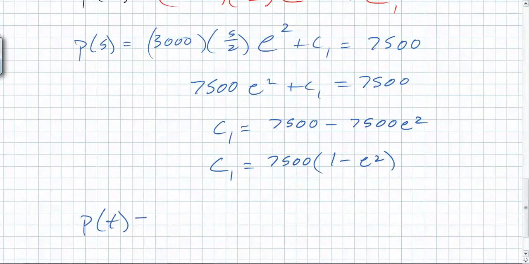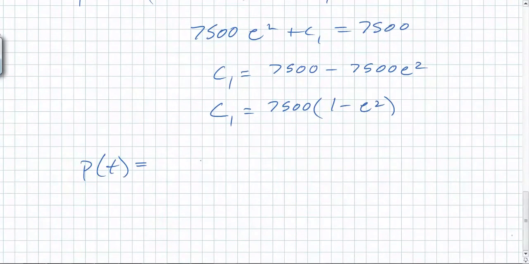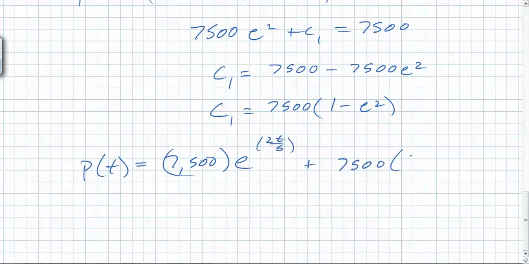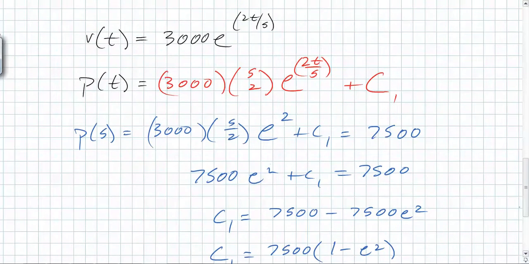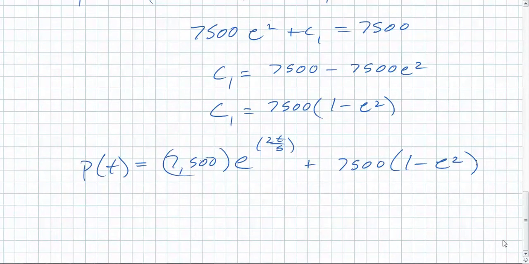Your population times t is equal to, well, it was 15 divided by 2. So it was 7,500, right? e to the 2t over 5 plus what? 7,500 times 1 minus... It's 3,000 times 5 over 2. 15 divided by 2 is 7,500. Okay, we're doing okay so far?